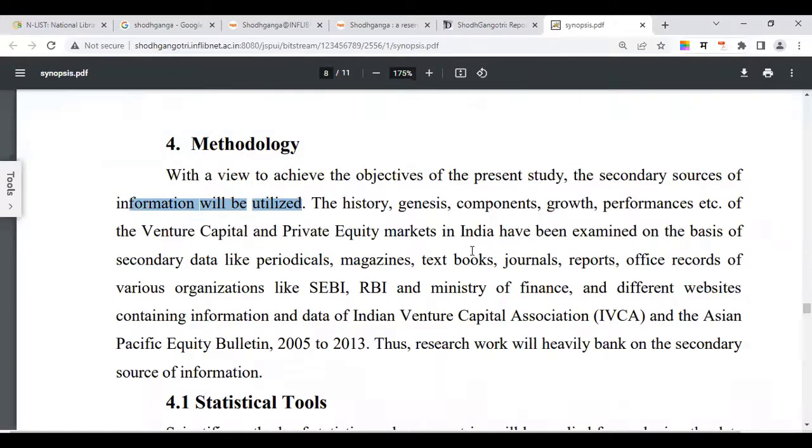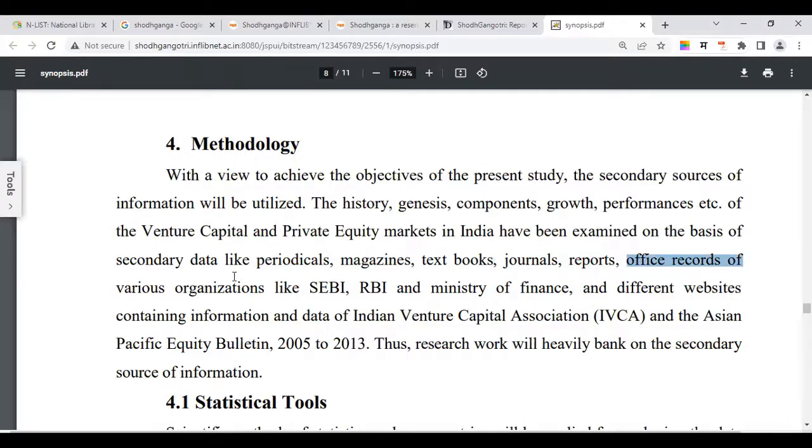Okay, what is primary, what is secondary? Secondary means which has been published. Where will it be published? In the periodicals. Periodicals mean journals. I'm going to show you what types of journals there are, where you will get the information, and what types of journals are there in our library. Magazines, textbooks, journals, periodicals, reports, different office records.